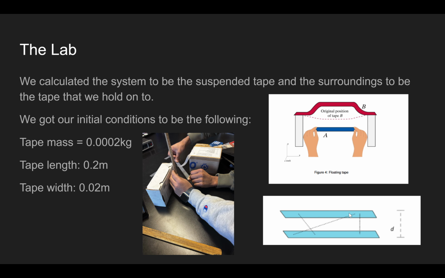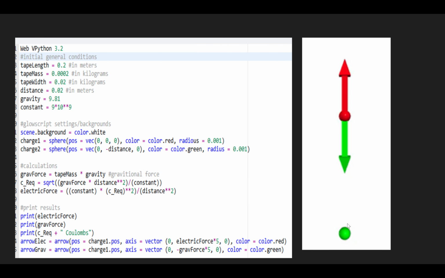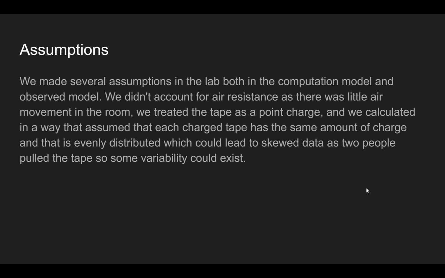And then these pictures over here show the instructions of the lab. And then this is my GlowScript code. Here I listed out my initial conditions, and then I listed out some of my GlowScript settings and background. This is my calculations, and then here I printed my results. And then as you can see here.